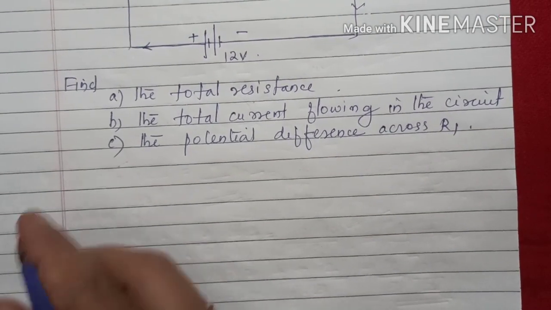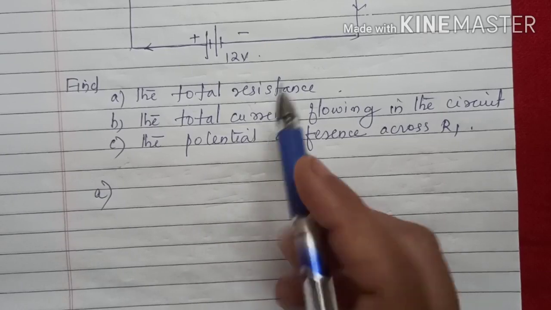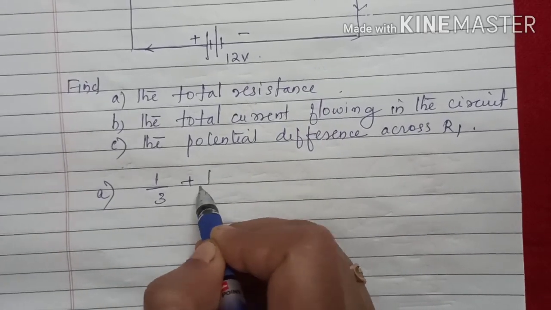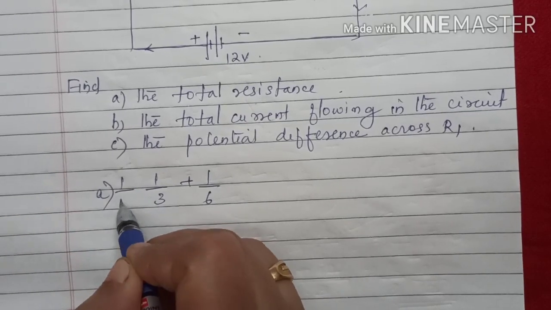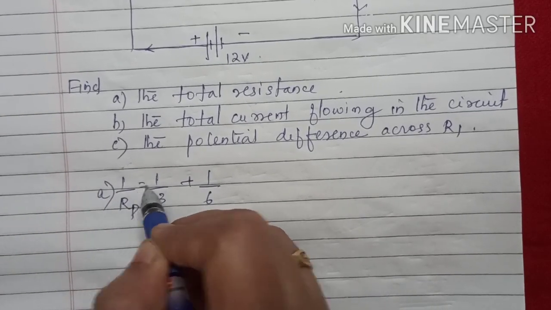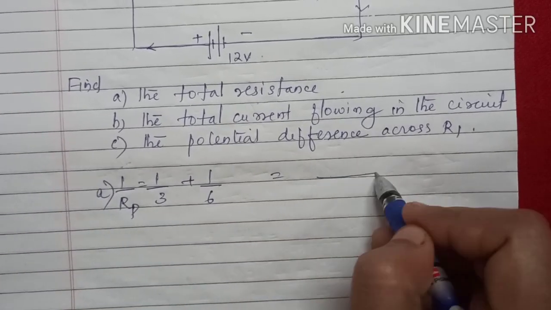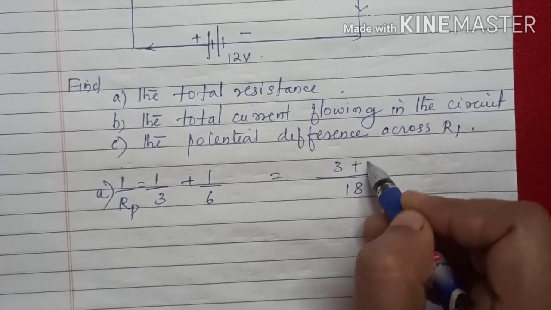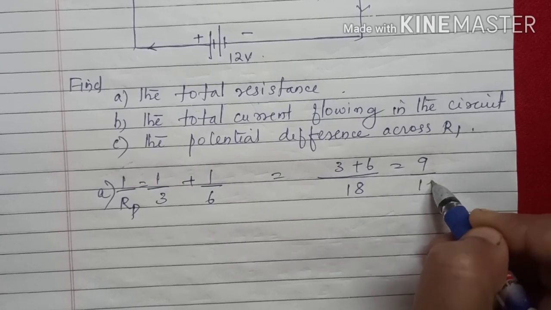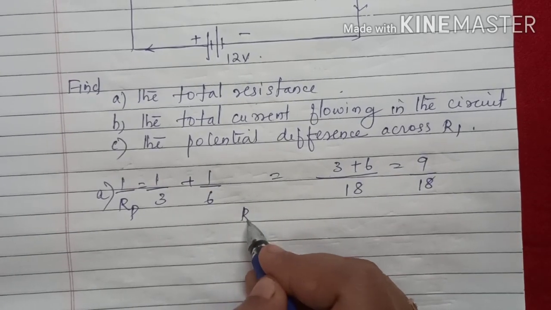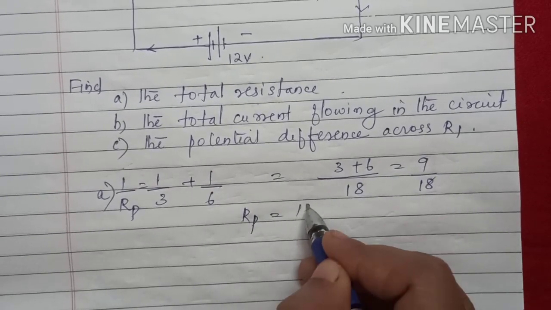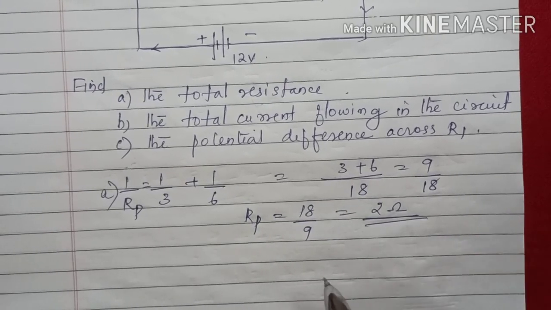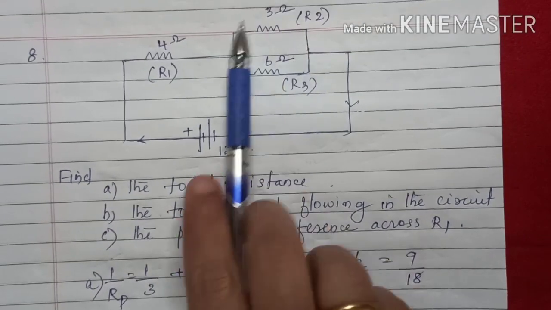We will start with the parallel part, that is 3 ohm and 6 ohm: 1/3 + 1/6 = 1/Rp. Clear? What is that? 3 and 6 will give you 18, and 3 plus 6 is 9, so 9 by 18. What is Rp here? Rp is 18 by 9, which is 2 ohm. Understand? So this is for this particular section.